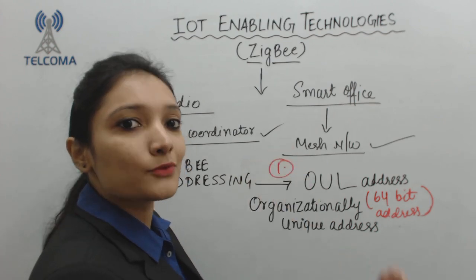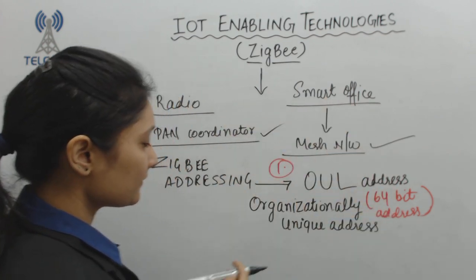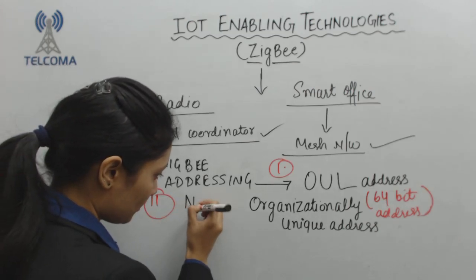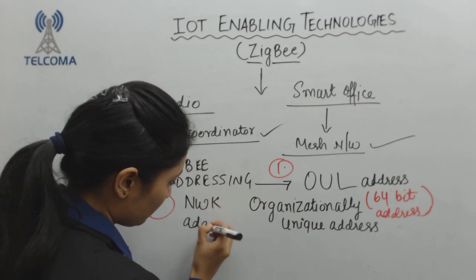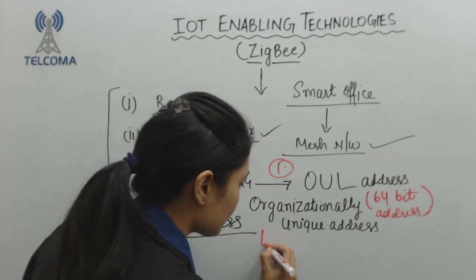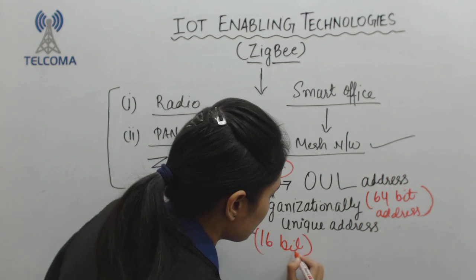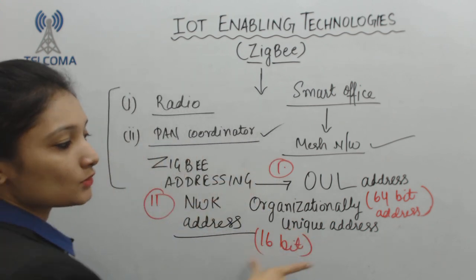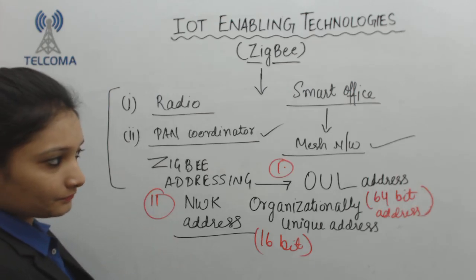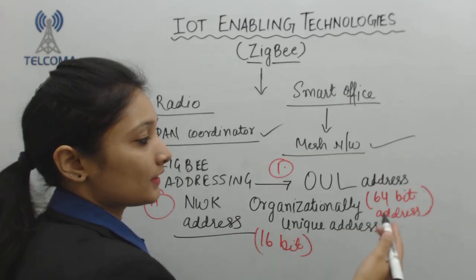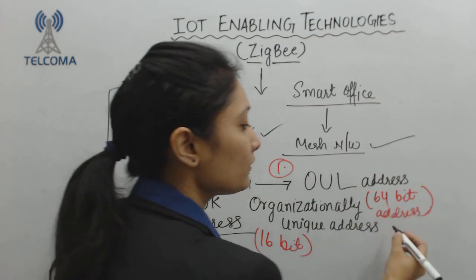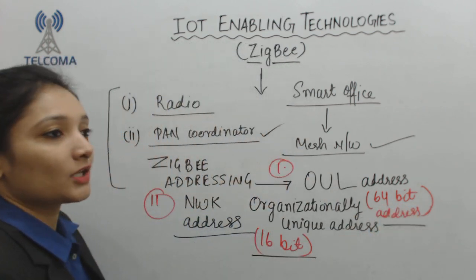Now when a Zigbee device joins this network, it receives an NWK address, your network address, which is your 16-bit address. On the basis of these two addresses, a particular sensor device is identified here. So the PAN coordinator will be using any of these addresses so that the devices are capable of sending the information from one node to another node. Any of these will be used for communication purposes.